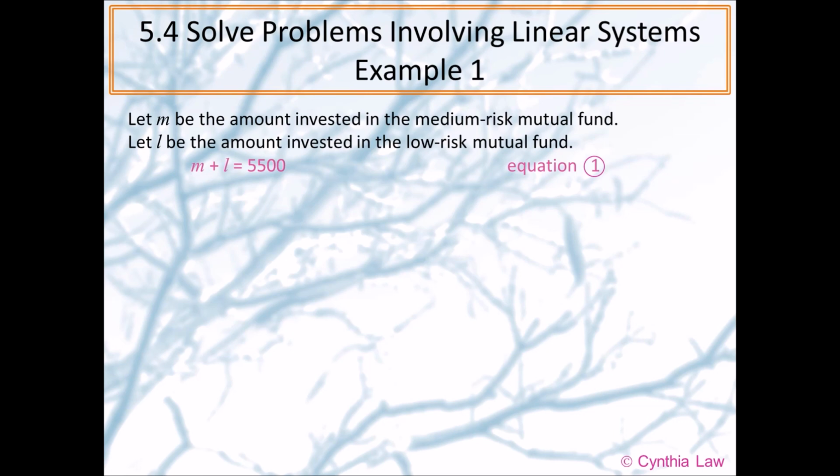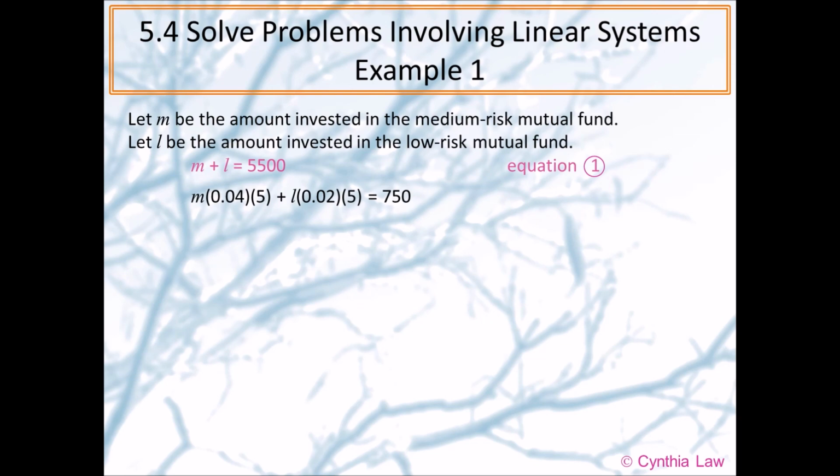To find the second equation, we need to use the simple interest formula. So I is PRT. So for the first part of the interest, that's based on the medium risk mutual fund. And then we have the second part of the interest earned from the low risk mutual fund. And that's why we're going to add the 2 parts up separately, and that totals up to $750.